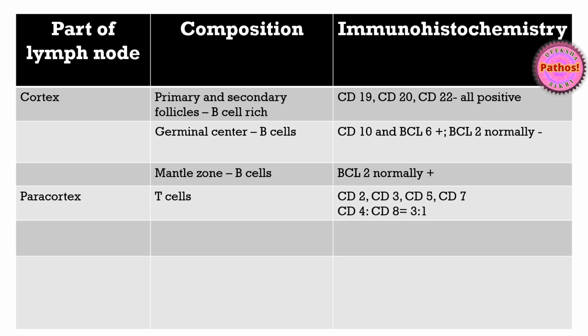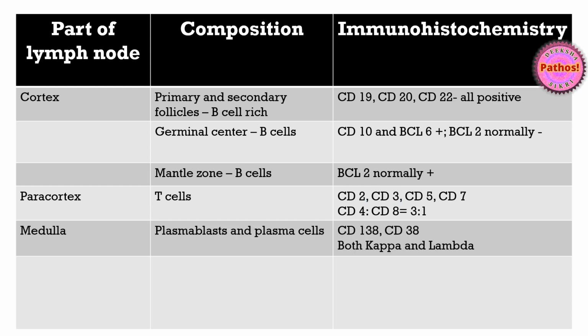In the paracortex, the cells are usually rich in T cells, and that means they'll be positive for CD2, CD3, CD5, and CD7. These are the usual T cell markers. Of course, the most important one is CD3 because it's a part of the T cell receptor. Very, very useful in identifying a T cell population. Now, the normal ratio of CD4 to CD8 within this area is 3:1.